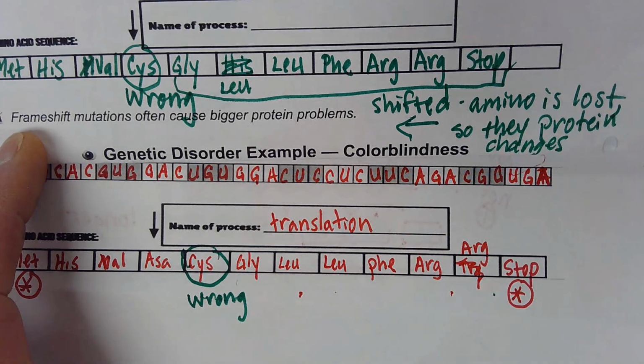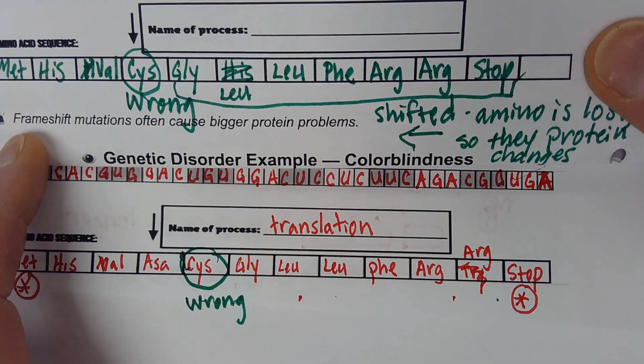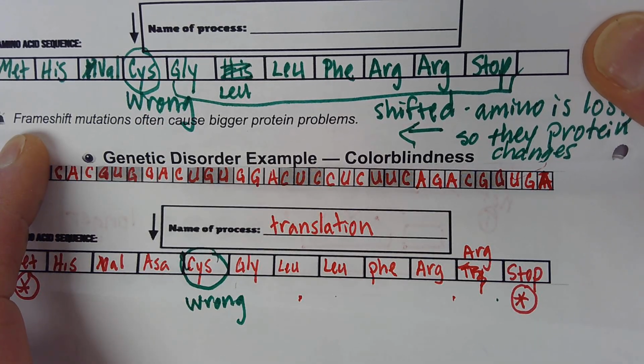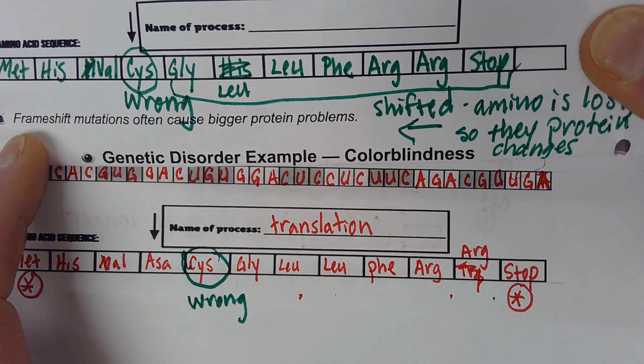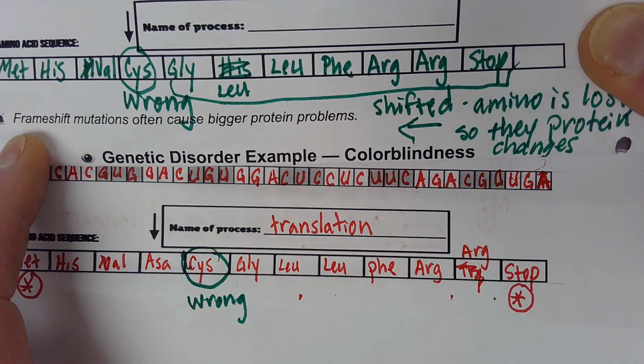All right. There's a genetic disorder example of color blindness. We're not going to get into that right now. But when it gets closer to us working on the project, we might come back to it. But for now, we want to go to the next thing.